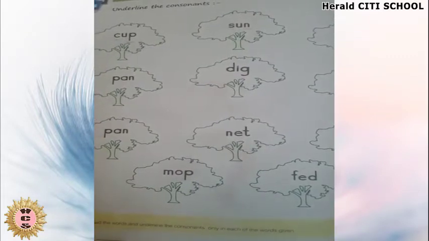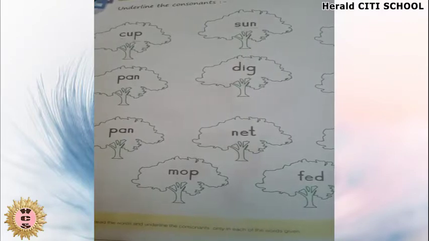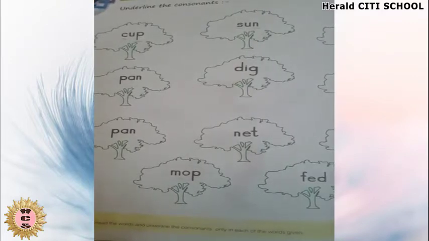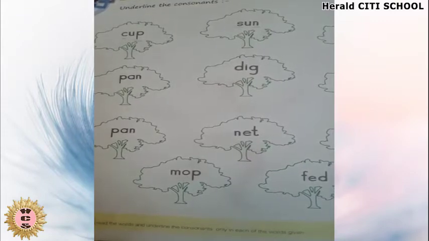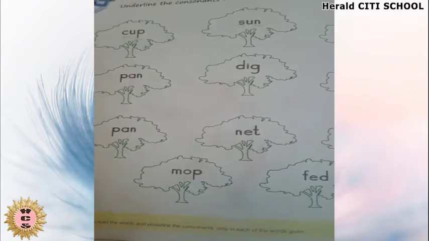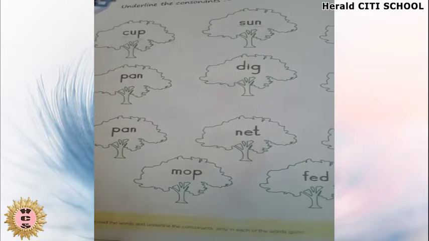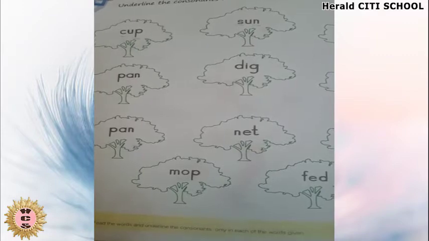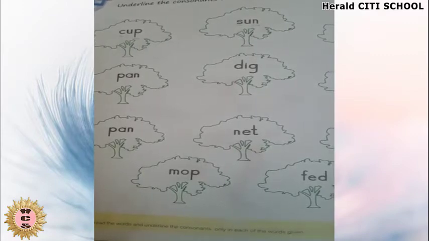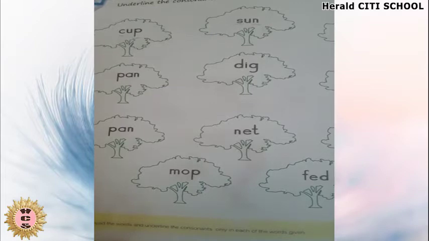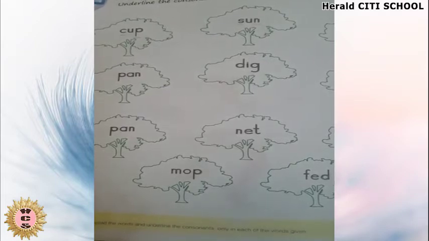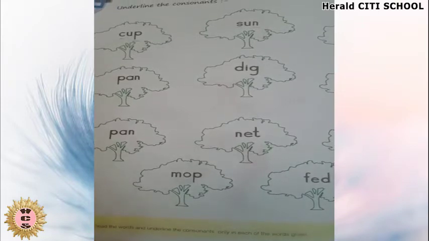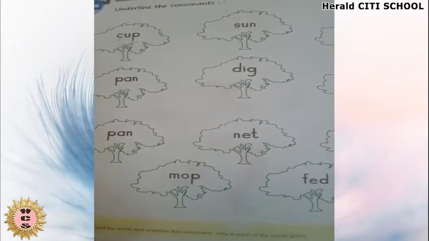Children, as you know, there are 26 letters in English and it contains 5 vowels: A, E, I, O, U, and the rest are all consonants. Children, in our previous video, we discussed vowels. Today we will discuss the consonants. Children, on this page, we will underline the consonants.